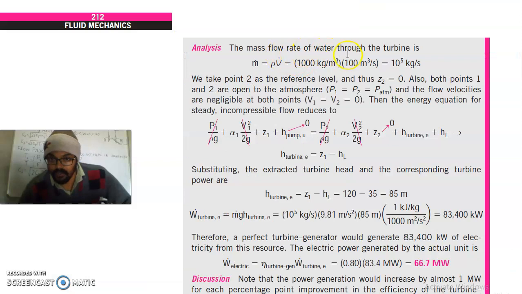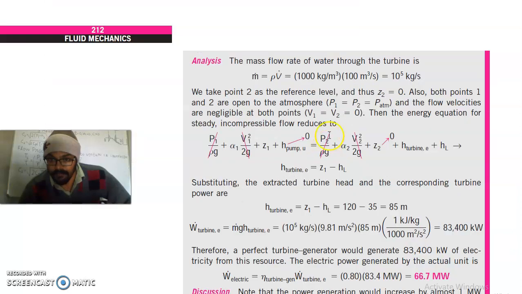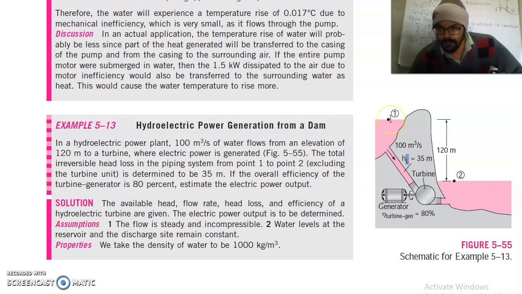So the mass rate of water through the turbine is density times volume flow rate. Volume flow rate is given, 100 meter cube per second. Density is this. So it is 10 raised to power 5 kilogram per second. Take 2 as the reference point. Here Z2 is 0. Points 1 and 2 are open to atmosphere, so the pressure is the same. P1 is equal to P2 is equal to atmospheric pressure. The flow velocity at both points is negligible. V1 is equal to V2 is equal to 0.